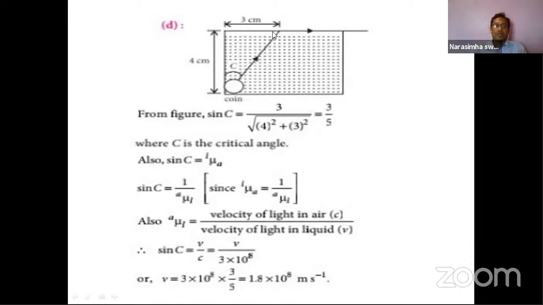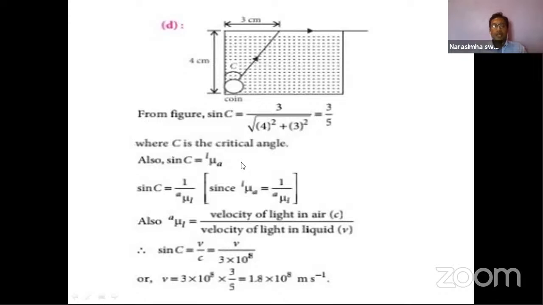So sin C is equal to, this is the triangle here. So we can calculate this hypotenuse. Opposite, adjacent, and this is hypotenuse. Sin C is equal to opposite side by hypotenuse. So that's 3 by under root 4 square plus 3 square. How much is it? 16 plus 9, 25. So under root 25 is 5. So this side is 5 here. This is the dimension we are getting.